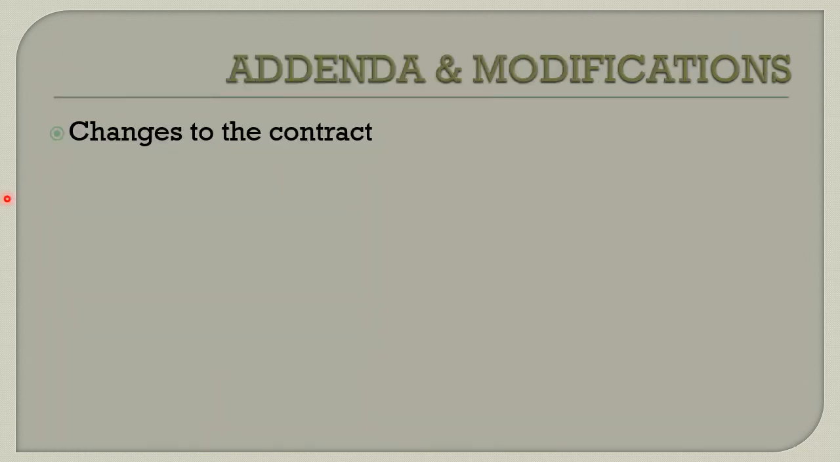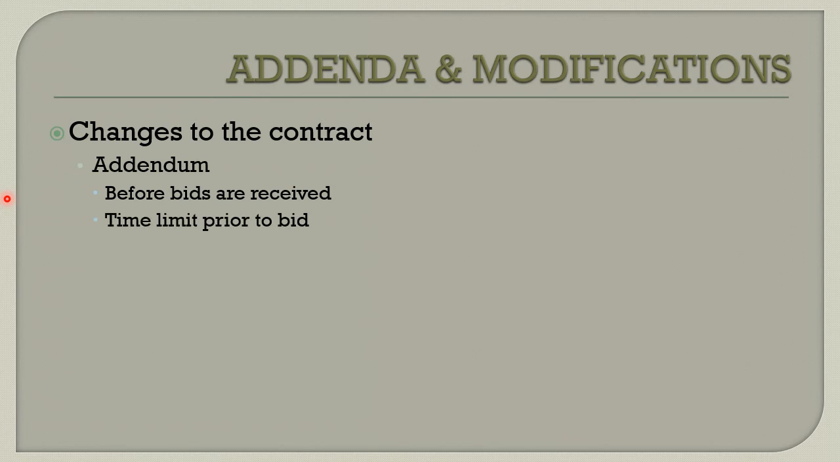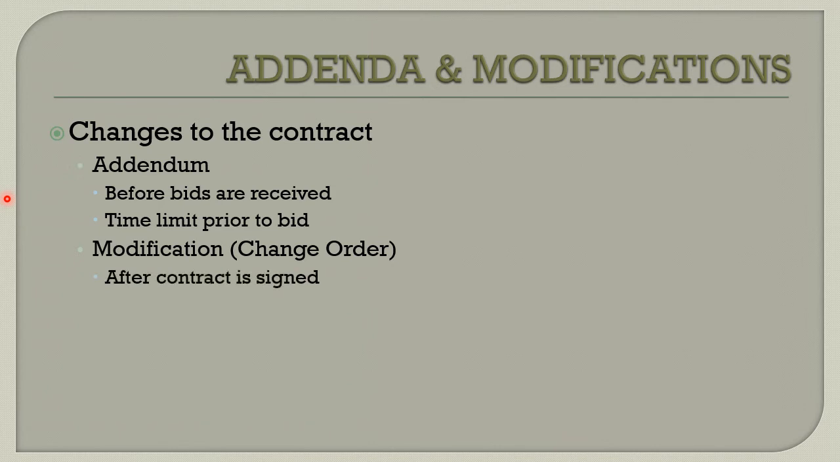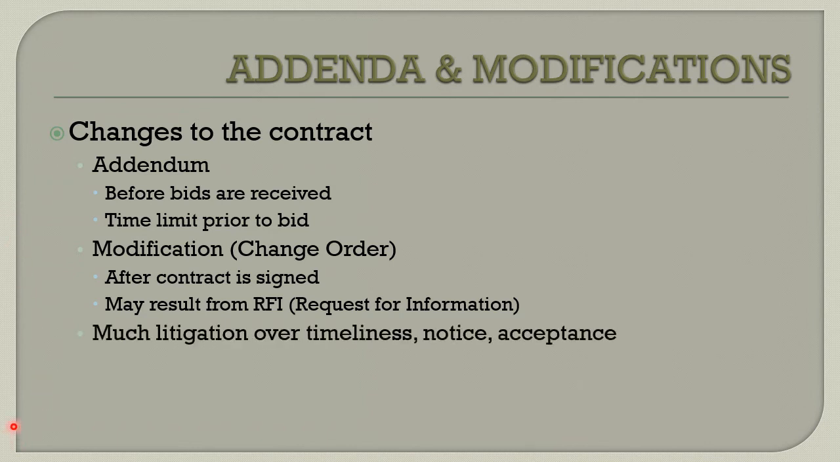Keep that in mind. Addenda and modifications, we've talked about this a little while ago. Just a reminder, if I need to make changes to the contract, to the drawings, to the specifications, I do it by addendum, but that is before bids are received. There's a time limit prior to bid that I can make a material change. I will use a modification, a contract modification, or a change order after the contract is signed. And I may have a request for information from the contractor that precipitates making this change order.